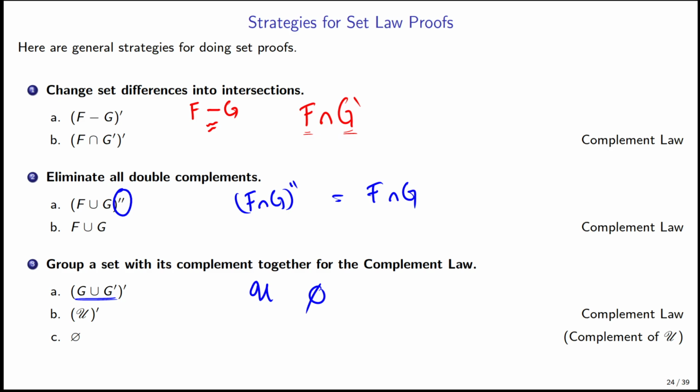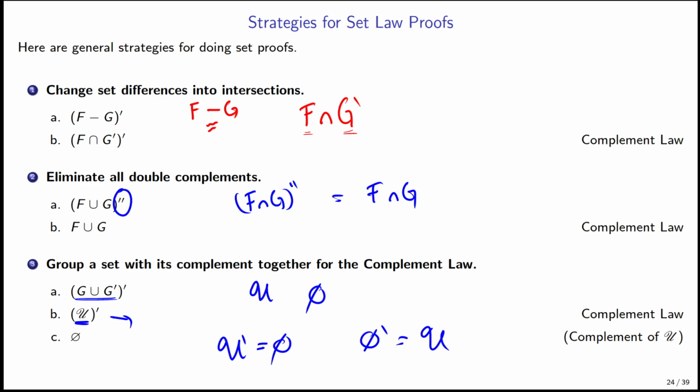So in this example, I have G union G complement inside brackets. So I'm using the complement law to change that to the universe. And then I have the complement of the universe, and it just so happens that the complement of the universe is equal to the empty set. And the same thing, the complement of the empty set is the universe itself. So it's sort of like saying the opposite of everything is nothing, and the opposite of nothing is everything. Okay, so the main thing you're doing first for strategies is use the complement law as much as you can.